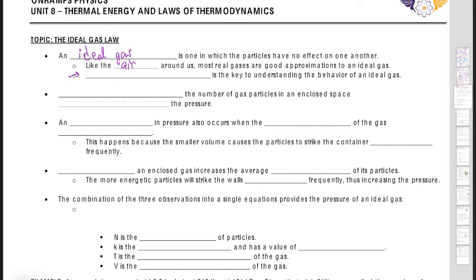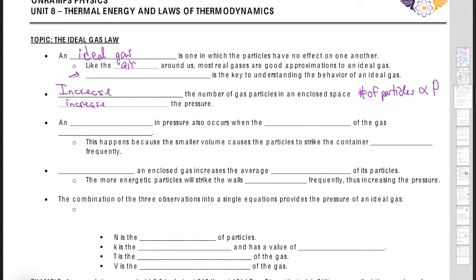But there are ways that we can affect the gas. If you increase the number of gas particles in an enclosed space, you're going to increase the pressure, right? So the number of particles is directly proportional to the pressure. Why is that? Because they're colliding, creating more energy, right? So then there's more energy in there, and then we're increasing the temperature, and then we're increasing the pressure inside.